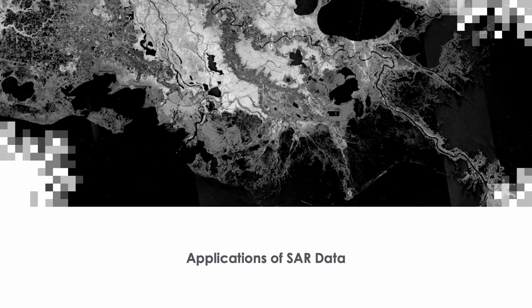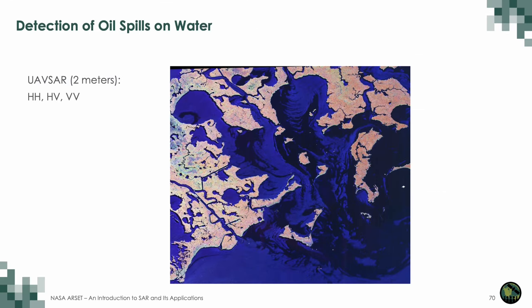And now let's take a look at some applications of SAR data. This is an example of the use of radar to detect oil spills on water. It's an image from the UAVSAR sensor, which is an airborne SAR that operates at L-band. And this is the Gulf Coast of the United States. This image was acquired shortly after the Deepwater Horizon oil spill, to determine the extent of the spill and the movement of the spill into the coastal areas.